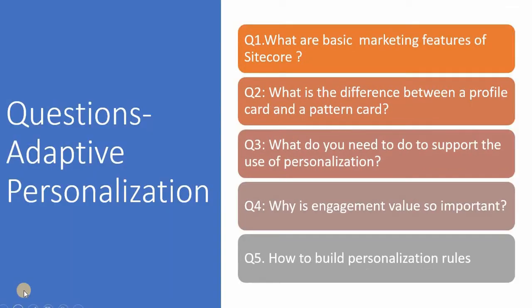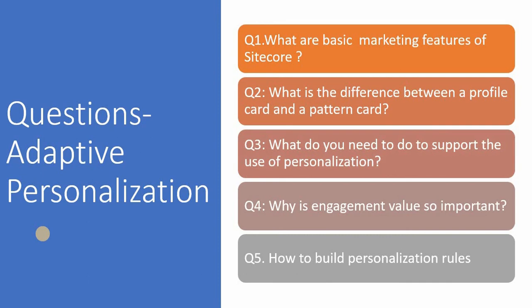The next topic would be from the adapted personalization. The first question would be, what are the basic marketing features of Sitecore? You should be aware of all the marketing features of Sitecore. The second question is, what is the difference between a profile card and a pattern card? This question is asked so many times, it will definitely be asked.